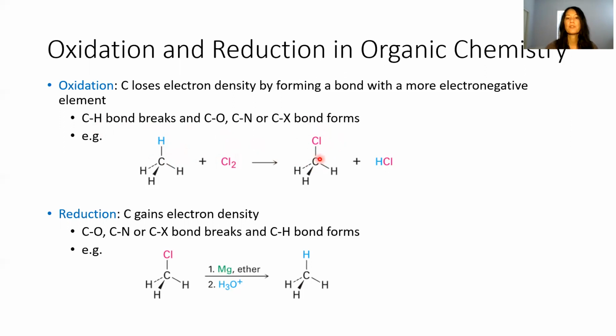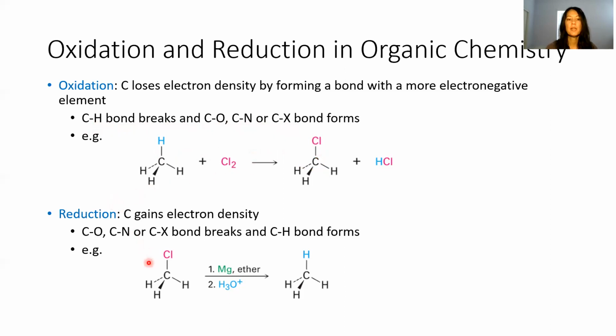So there, that's your oxidation. This carbon is losing electron density because it's being pulled by the chlorine. So again, oxidation is when you break a CH bond and you form, say, a carbon-O, carbon-N, or carbon-X bond, because those are going to be more electronegative and withdraw electron density. A reduction is the opposite.